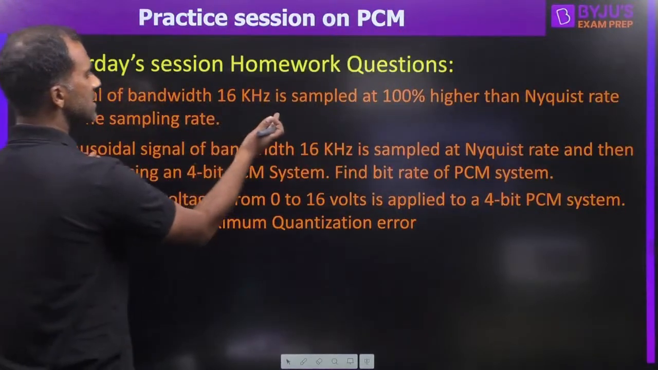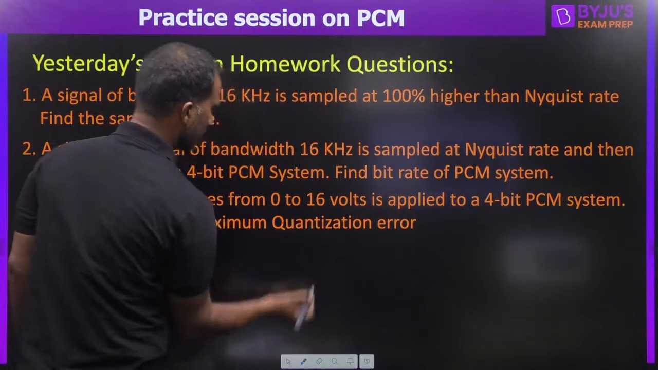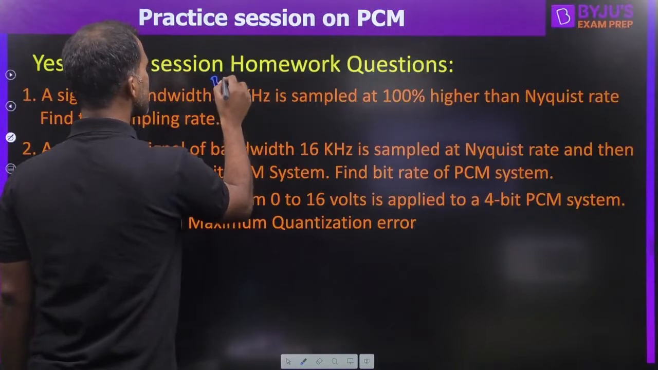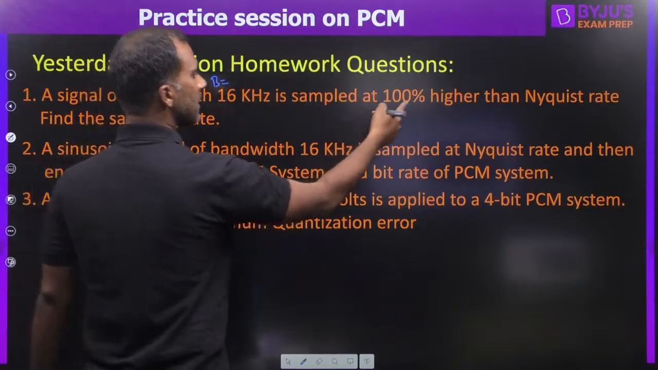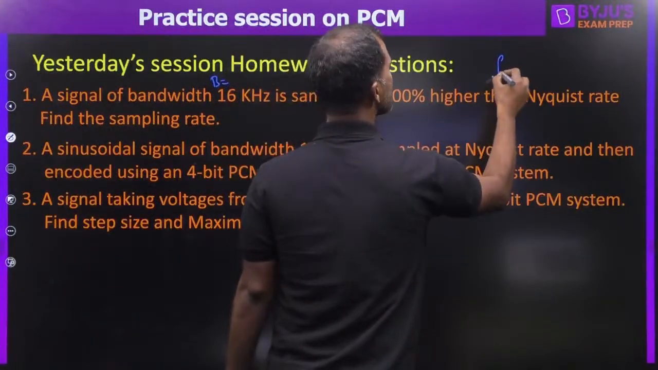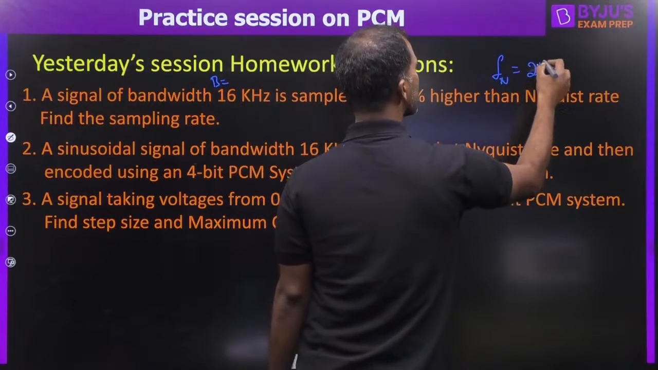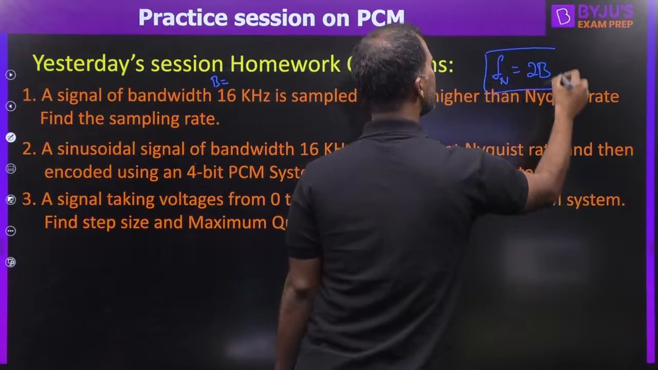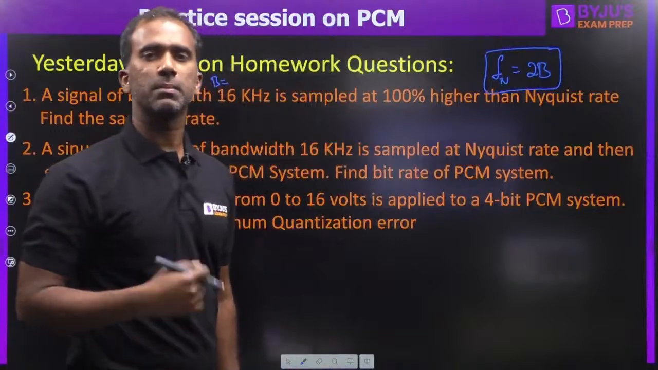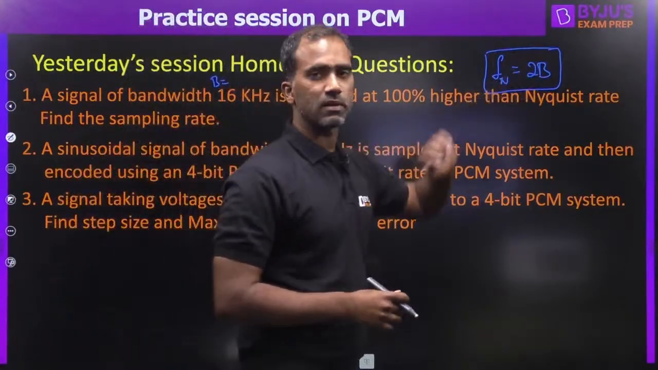A signal of bandwidth 16 kilohertz is sampled. So bandwidth B is given as 16 kilohertz, and it is sampled at 100% higher than Nyquist rate. You know what Nyquist rate is, right? Nyquist rate is F Nyquist equal to 2 times bandwidth. Nyquist rate is nothing but the minimum sampling rate required to sample a signal, which is 2 times the bandwidth.